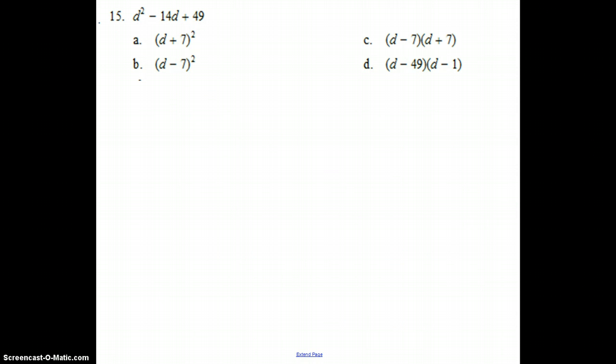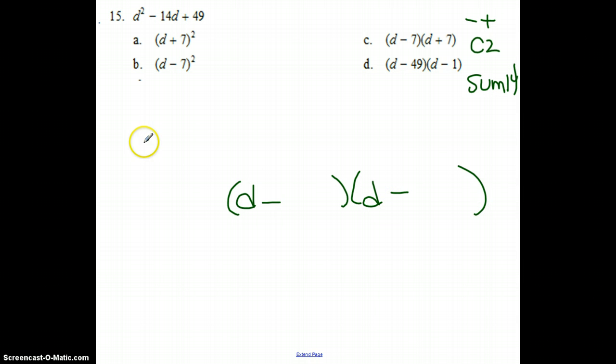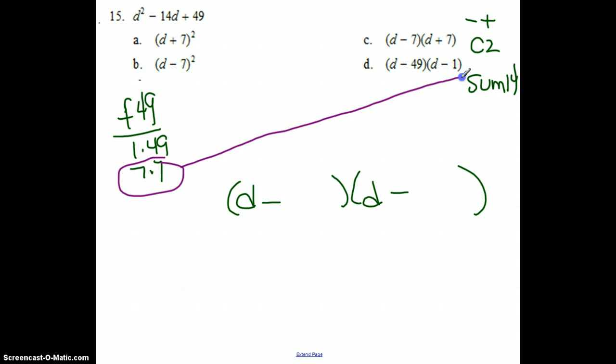Okay, next one. On this one, we are back to just factoring one number, this one down here. So if it's a minus plus, case 2, sum of 14. If it's case 2, I know these are both going to be minuses. The only number I am factoring is 49. Now I want a pair that are going to give me a sum of 14. So that would be 7 and 7.